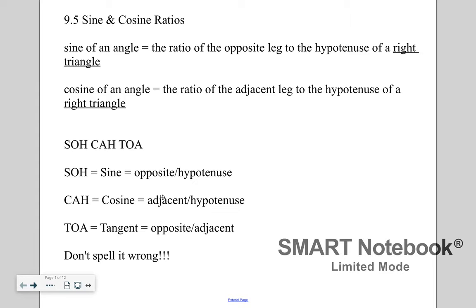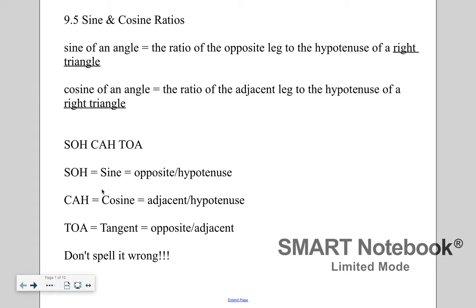So each angle has a unique ratio that goes with it depending on which two sides you choose. So the sine is the ratio of the opposite leg to the hypotenuse. The cosine is the ratio of the adjacent leg to the hypotenuse, all depending on which angle you choose. In geometry, we're not going to do anything from the right angle. Looking at sine, cosine, tangent of right angles and other angles is going to come up in a later class, in probably Algebra 2 or trigonometry.